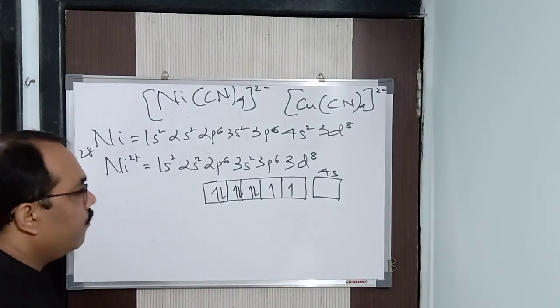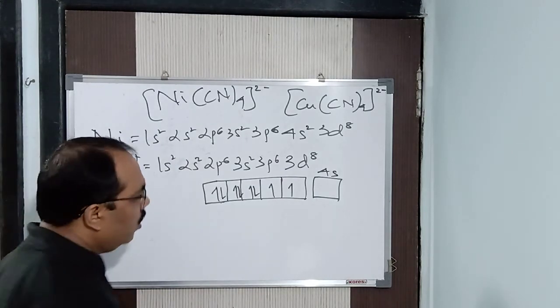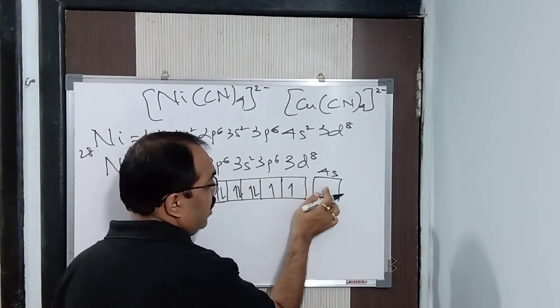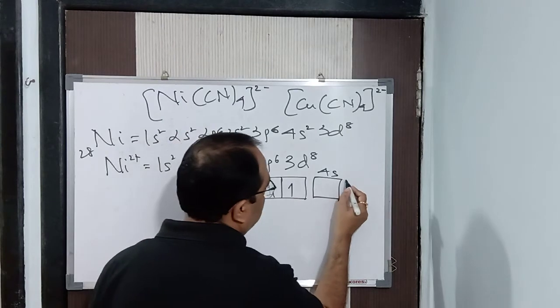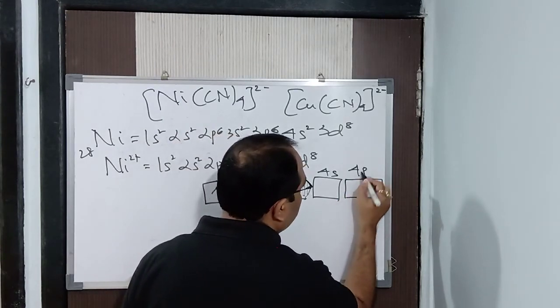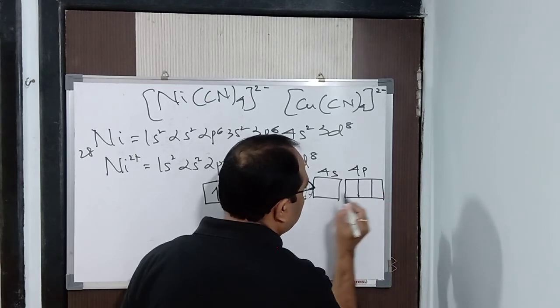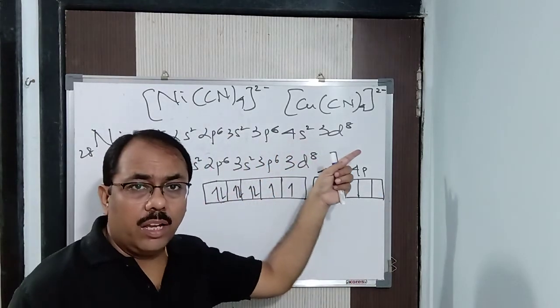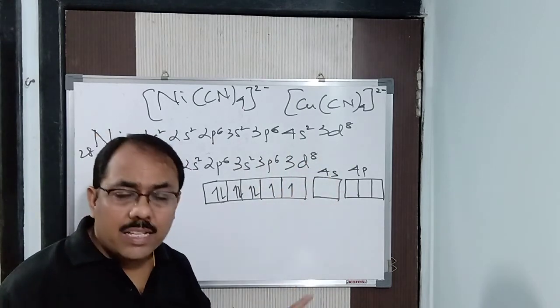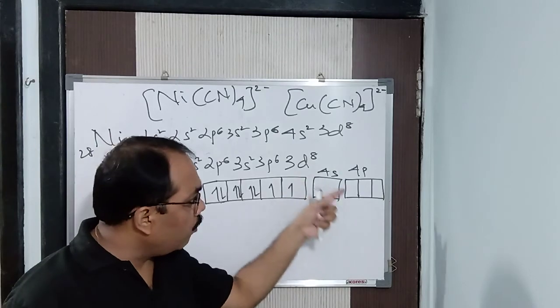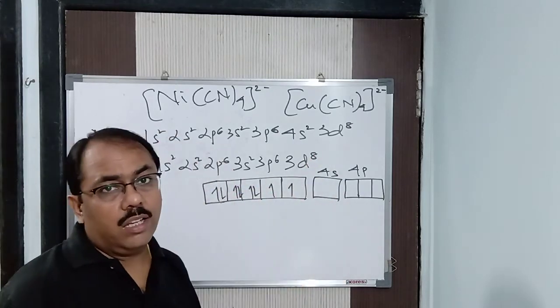Alright, so now it contains unpaired electrons, and here there are vacant orbitals. Also, definitely you know that along with 4s, the 4p subshell is also there, which is also vacant. Of course 4p is not involved here in bond formation, but that does not mean it is not there. In the fourth shell, 4s is there, 4p is there, 4d is also there.